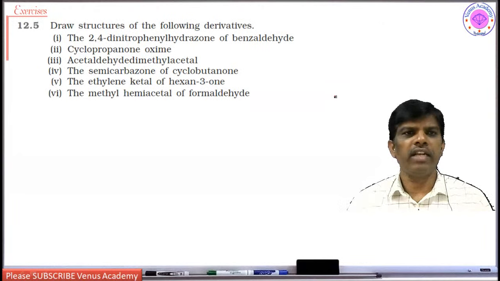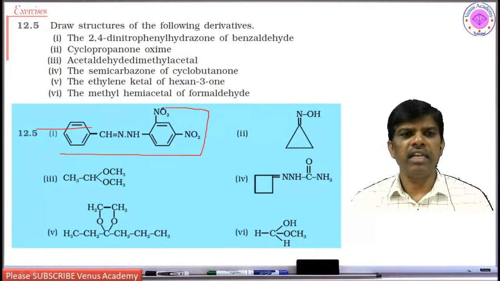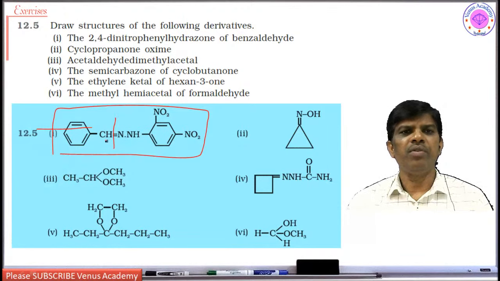Draw structures of the following derivatives. The 2,4-dinitrophenylhydrazone of benzaldehyde. So benzaldehyde forms this 2,4-DNP derivative, where the presence of benzaldehyde can be identified by this 2,4-DNP. This is the 2,4-dinitrophenylhydrazine derivative, which is known as hydrazone. 2,4-DNP is 2,4-dinitrophenylhydrazine, and it forms the 2,4-dinitrophenylhydrazone derivative of benzaldehyde or any aldehyde or ketone.